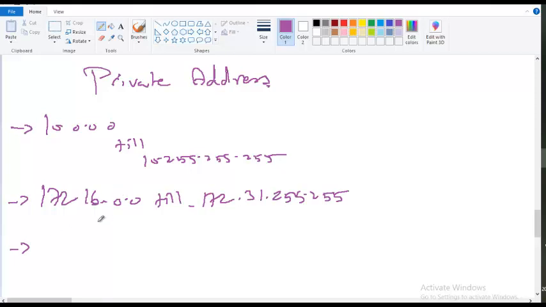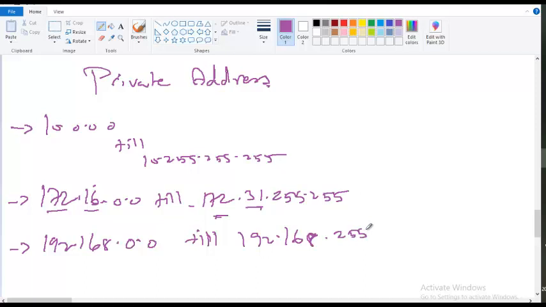So you don't think it is one, it's 16 to 31. So there is a range. Though it starts with 172, in 172 you got 16, that's a separate network. 172.17 is another network, up to 172.31. Likewise, 192.168.0.0 till 192.168.255.255.